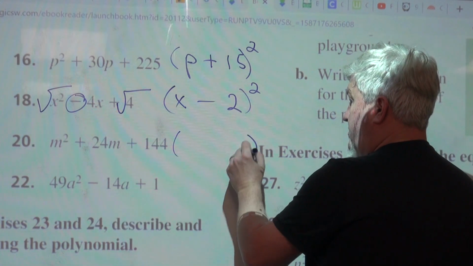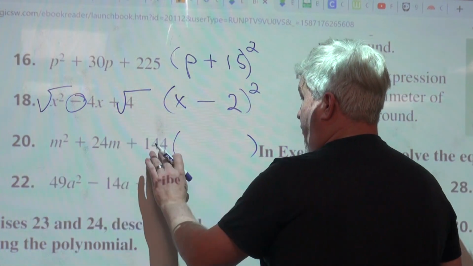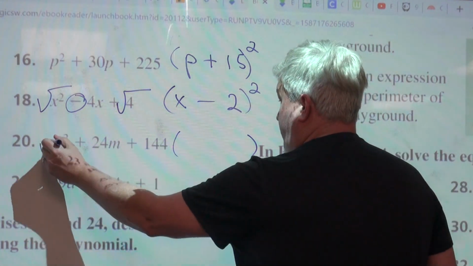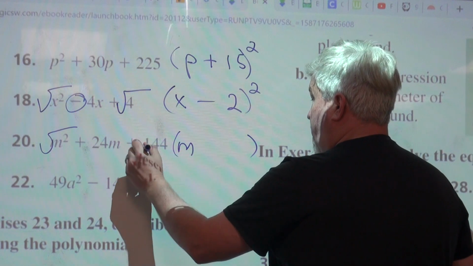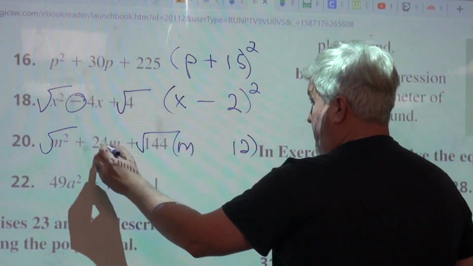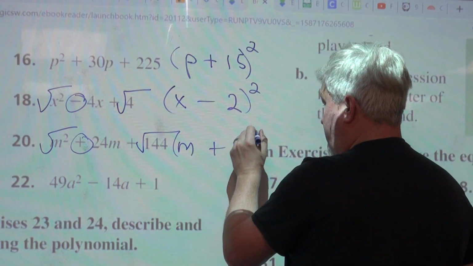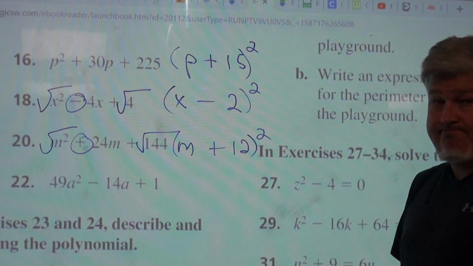20. Perfect square. Square root of m squared is m. Square root of 144 is 12. The sign is positive. You're done.